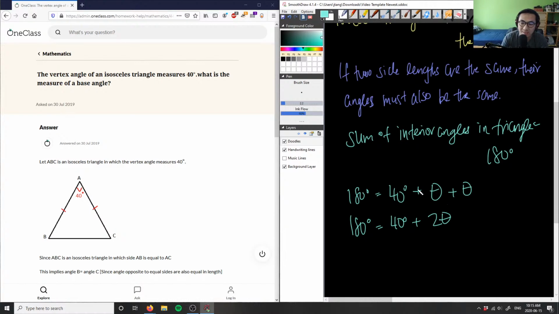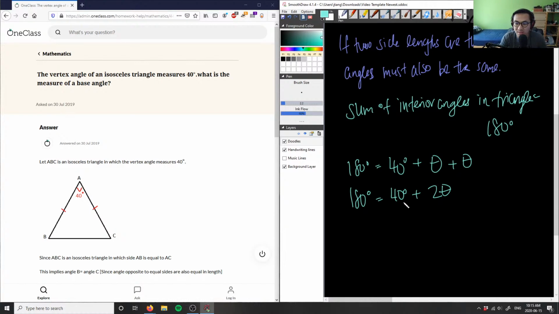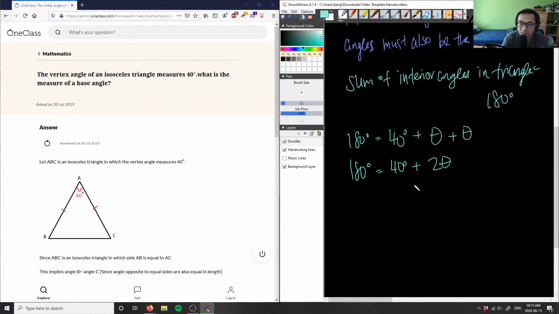And what we can easily do now is solve for this theta using algebra, right? So you can move 40 degrees to the other side and isolate theta. I can subtract 40 from both sides, so I would get 180 minus 40, which is 140 degrees. It's going to equal 2 theta. And then finally, I can divide both sides by 2, right? So theta here is going to equal 140 degrees divided by 2, which will equal 70 degrees.